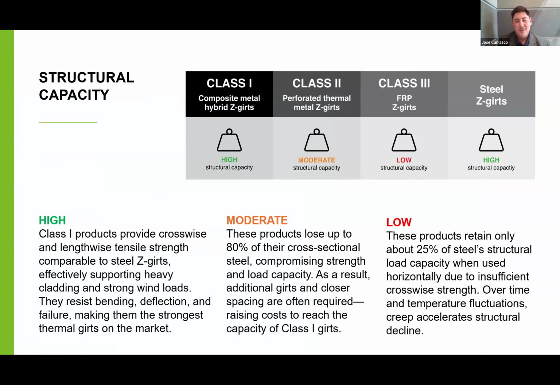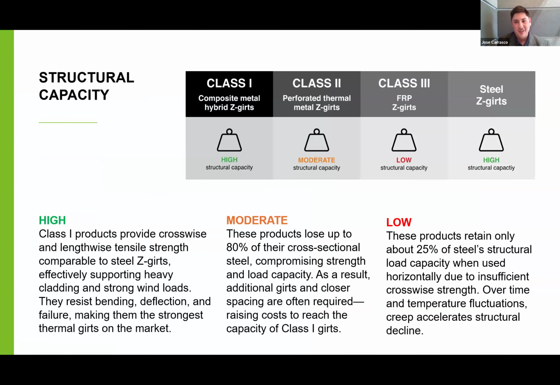So our class 1 systems are going to have the highest structural capacity. That's because they combine both crosswise and lengthwise tensile strength in the composite materials combined with steel to really give you that maximum structural capacity.